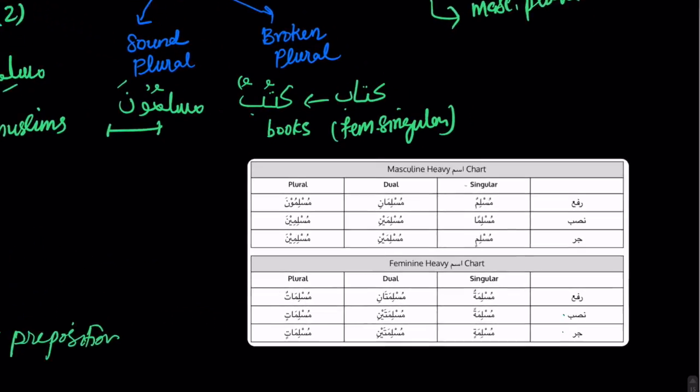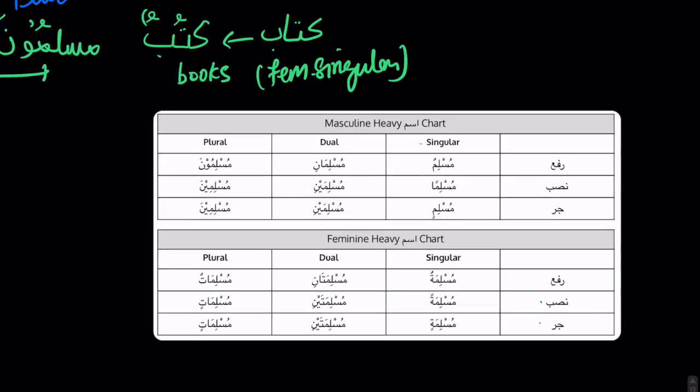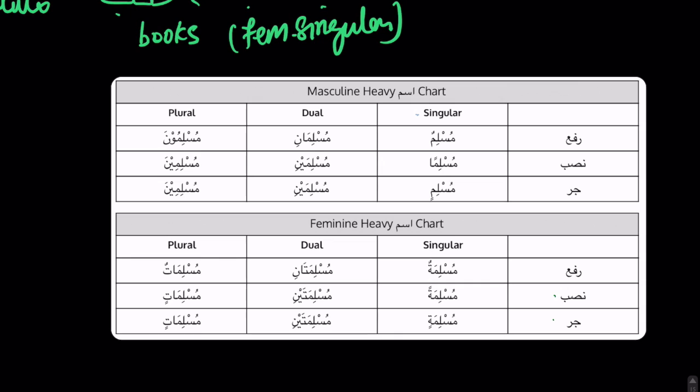And all of this information was summarized into our ism chart, which is very important that this chart is memorized. And so here we have the masculine and the feminine chart, and first it's broken up by gender, and then by number, we have singular, dual, and plural, and then finally by status, rafa, nasab, and jar. So this one chart can tell us a lot of information about the ism.